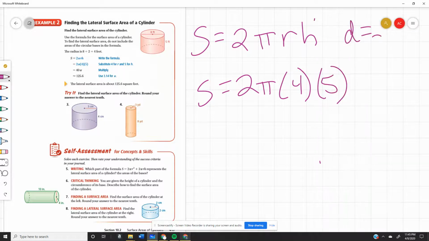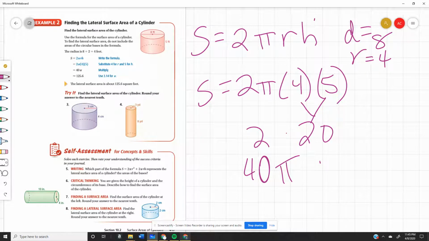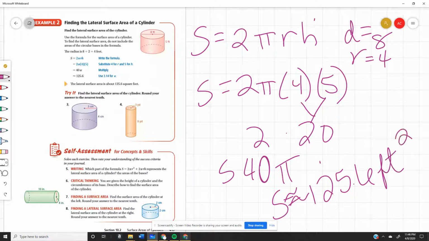Oh, no. The diameter is 8, so the radius is 4. Remember that the radius is half of the diameter. Okay? Radius is half of the diameter. So 4 times 5 is 20, times 2 is 40. So we have that our surface area is equal to 40 pi. So we would do 40 times 3.14, and we would get that our lateral surface area is approximately equal to 125.6. We are dealing with feet, so this would be feet squared.